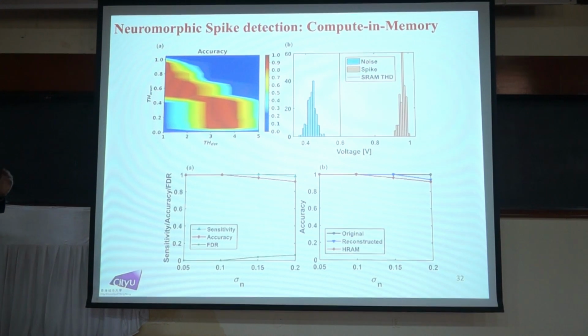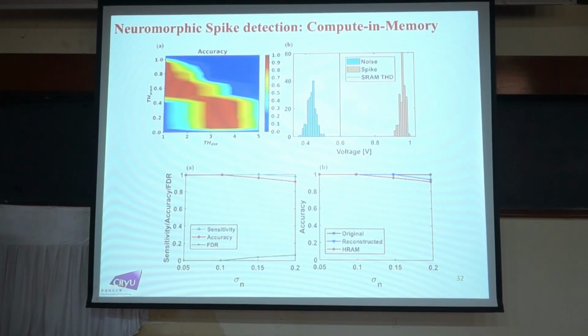Secondly, if you look at the voltage distribution on the DRAM, actually there's a pretty good separation between noise and spikes. So the SRAM threshold does vary a lot with process, but because of this big separation, we can still work pretty well even in scaled processes.